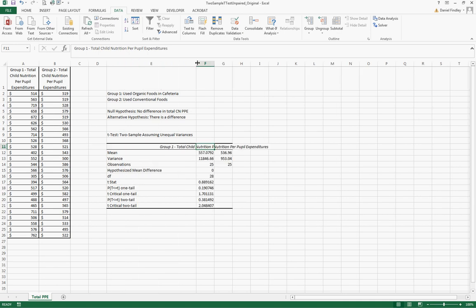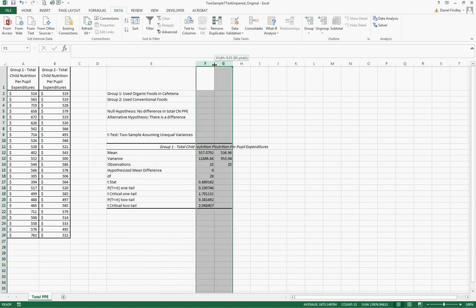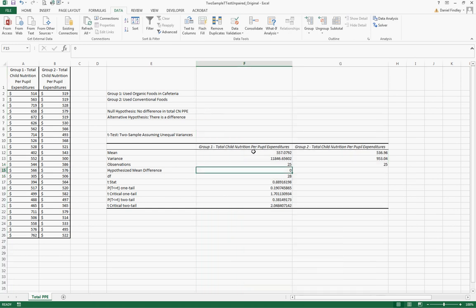So I'm going to give us a little more room here in the columns. So we see we have a mean per pupil expenditure for group one of $557.08, and for group two, $536.96. We can also see the variance. We had 25 observations in each group. That's 25 individual schools that were included in each of these groups. And we're looking at the two-tailed test.